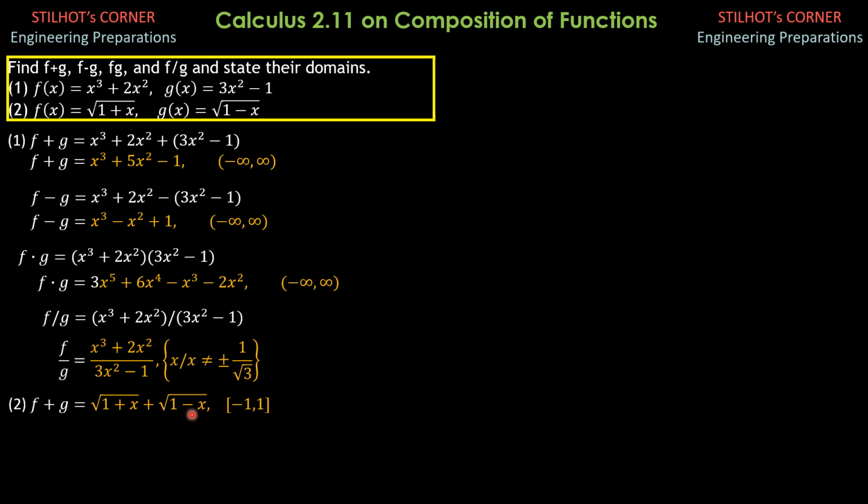Then this one is also undefined when x is greater than 1. So that's why the boundary would be 1. So the domain would be negative 1 to 1. Then f minus g, so square root of 1 plus x minus square root of 1 minus x, the domain is the same, negative 1 to 1.